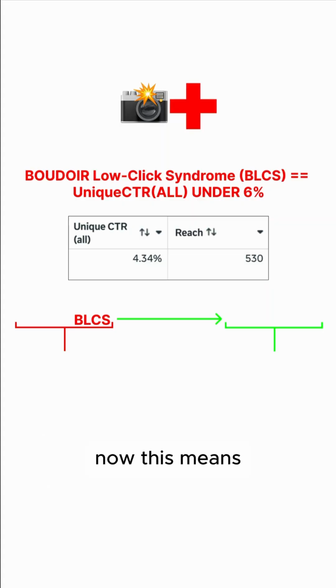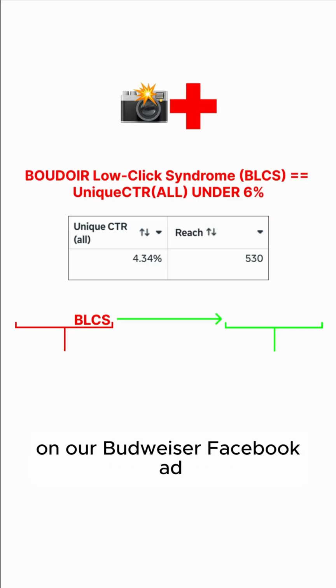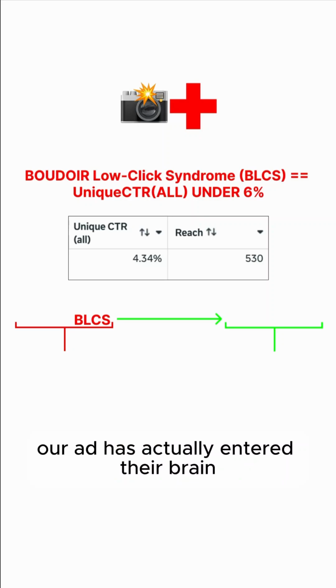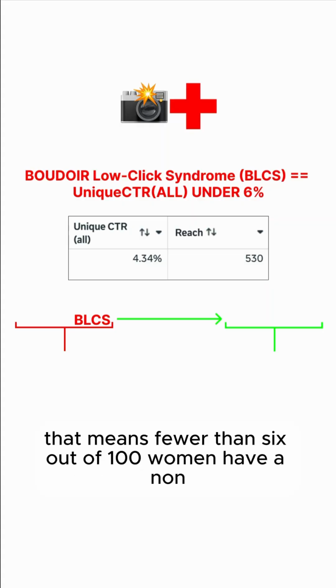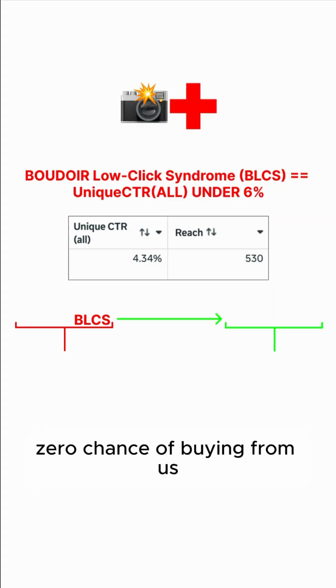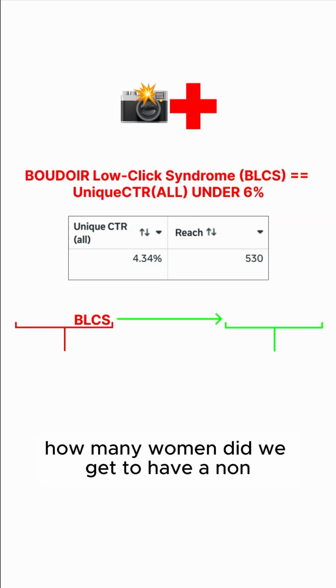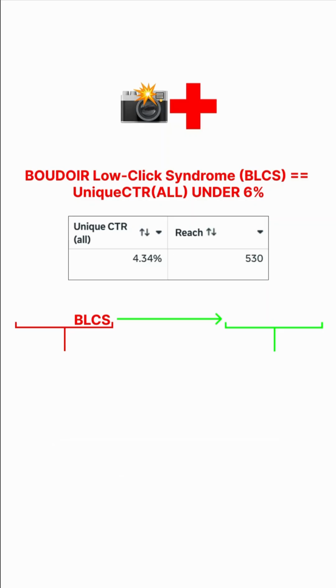Now, this means fewer than 6 out of 100 women are clicking somewhere on our Boudoir Facebook ad, which means when they do that, if fewer than 6 out of 100 women click, our ad has actually entered their brain. And the final thing we're looking for is that fewer than 6 out of 100 women have a non-zero chance of buying from us. So unique CTR all is basically how many women out of 100 have a non-zero chance of buying from us. That's literally what it is.